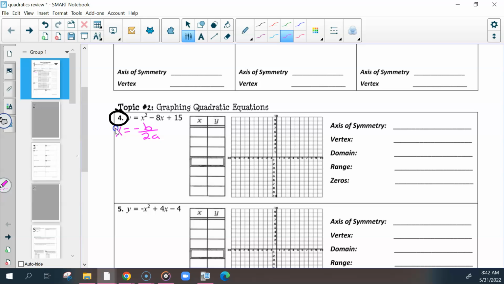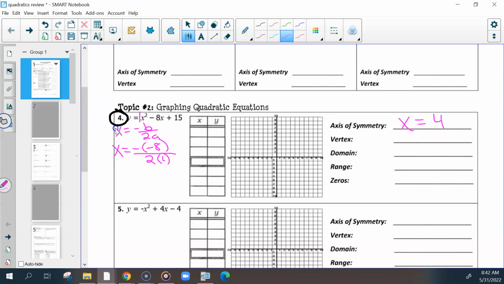So using that for this equation, this would be x equals negative, our b is also negative, all over 2 times our a value, which is 1. What would this simplify to? Just 4. Our axis of symmetry would be x equals 4.